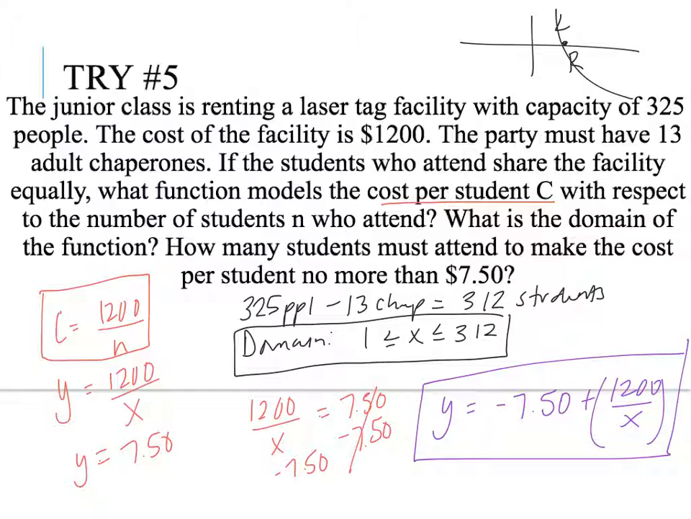So second trace, 0, left bound, right bound. And in this case, we get a solid number, and we get that x equals 160 students. And just to verify, we could do 1200 divided by 160, and we would get exactly $7.50.